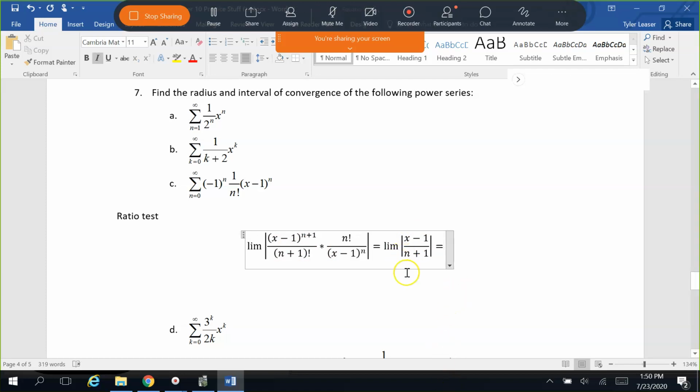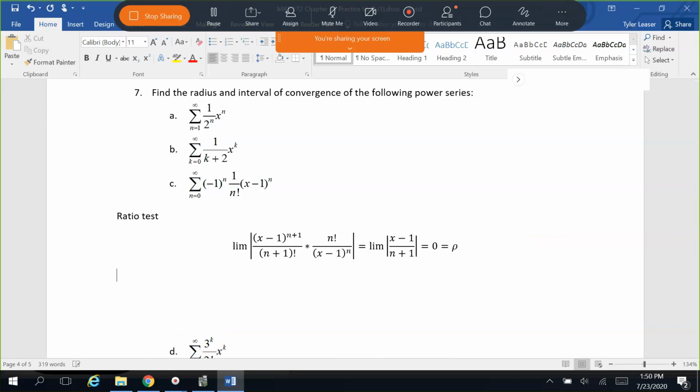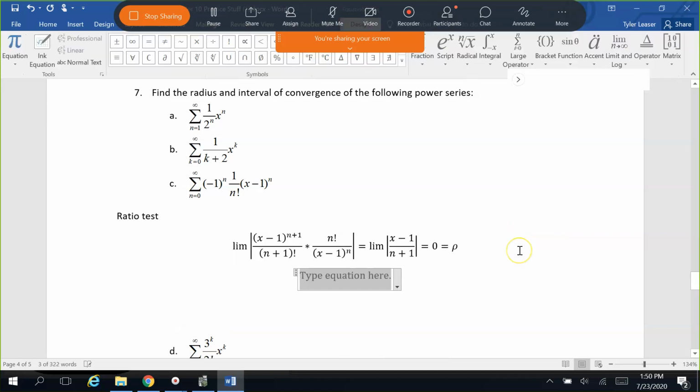At this point, we can take the limit as n goes to infinity. But notice that the only n that we have is in the denominator. If that n goes to infinity, it doesn't matter what my x is equal to, the whole thing goes to 0. Don't forget that this is that row. And since it doesn't matter what the x is equal to, it still goes to 0. That means that my radius is going to be infinity. And the interval of convergence is going to be negative infinity is less than x is less than positive infinity.